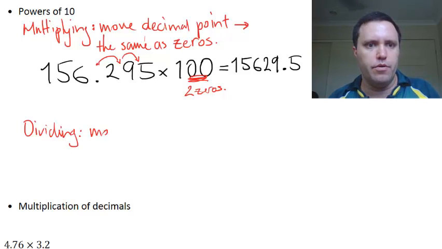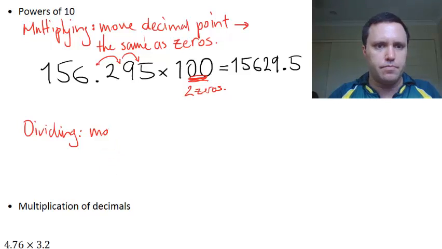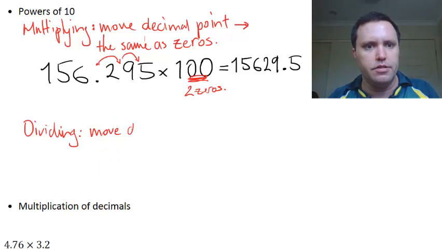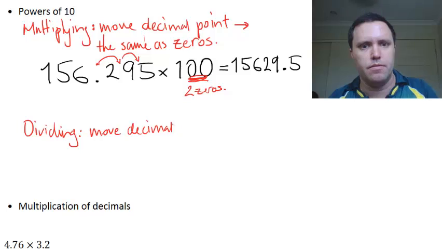Now when we're dividing, we move this time, we move the decimal point to the left, the same as the zeros.